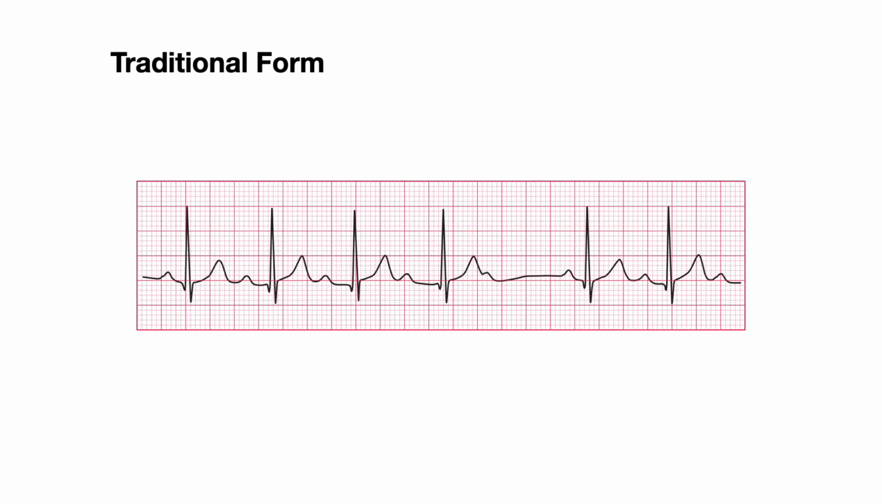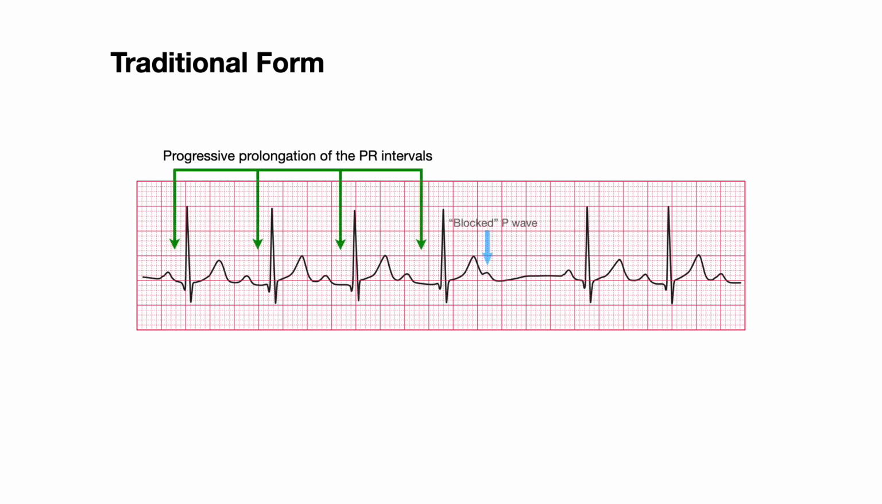The traditional form of Wenckebach block consists of progressive and gradual prolongation of the PR intervals, culminating with a single blocked P wave. In traditional Wenckebach block, the second PR interval in the sequence always shows the greatest increase in duration compared to the increase in the duration of the other PR intervals.